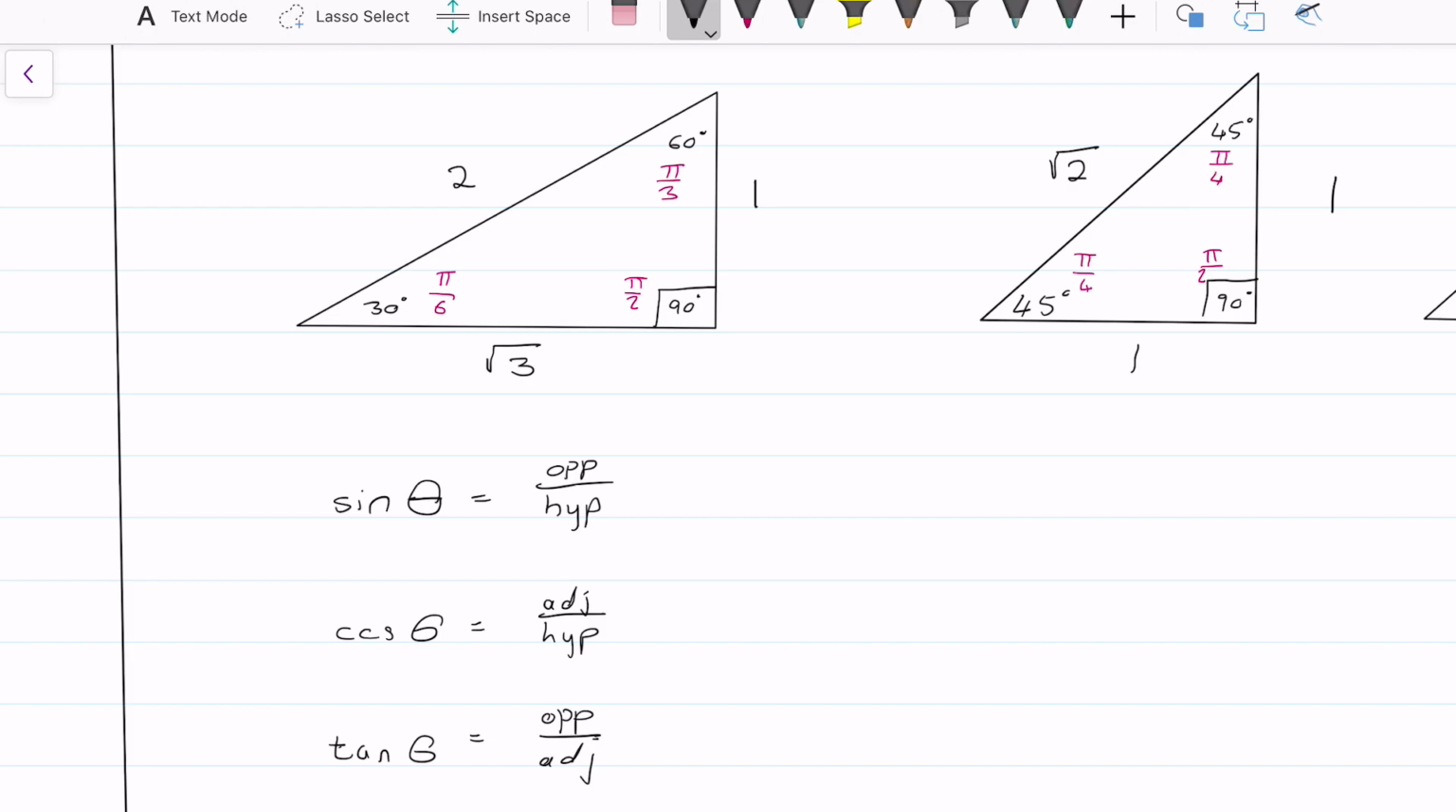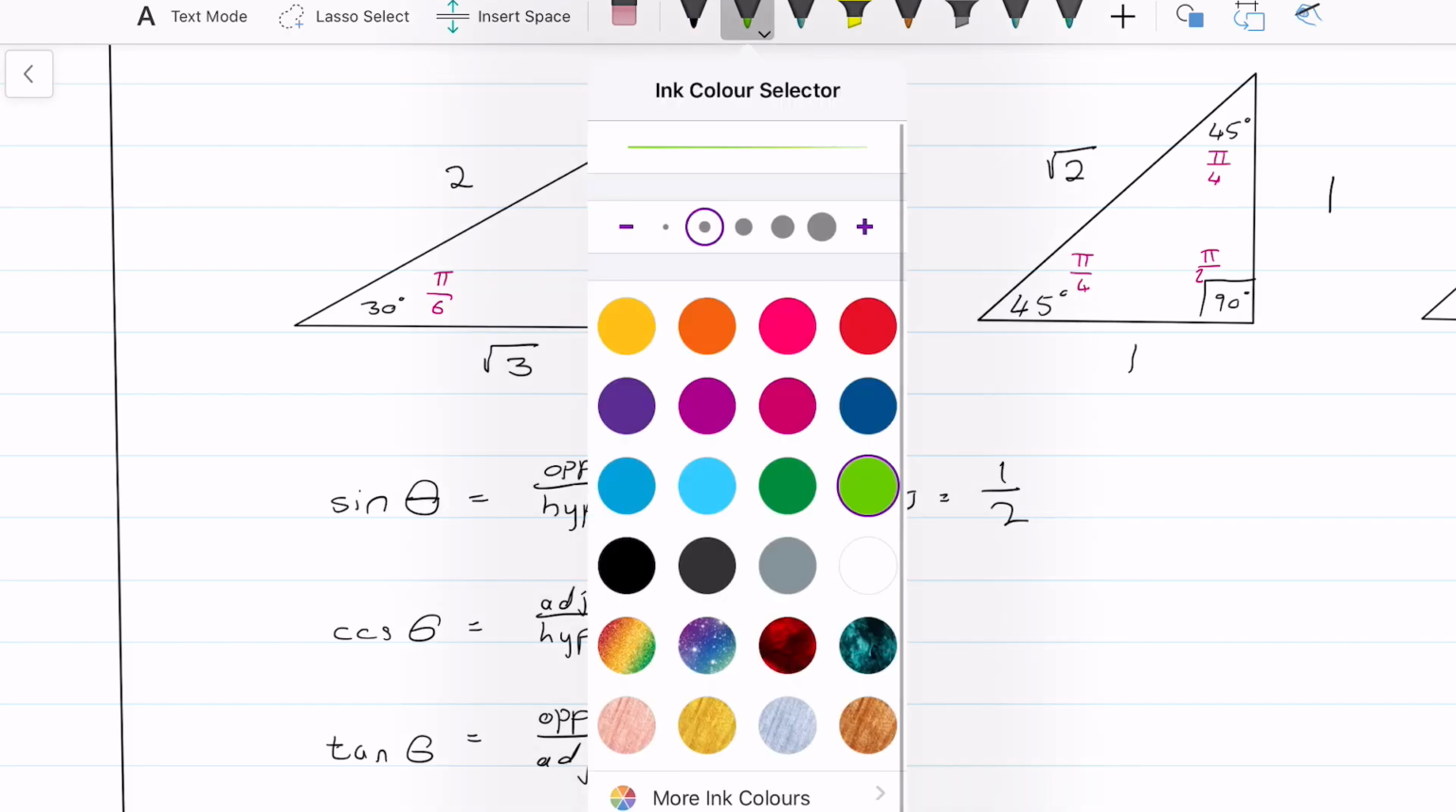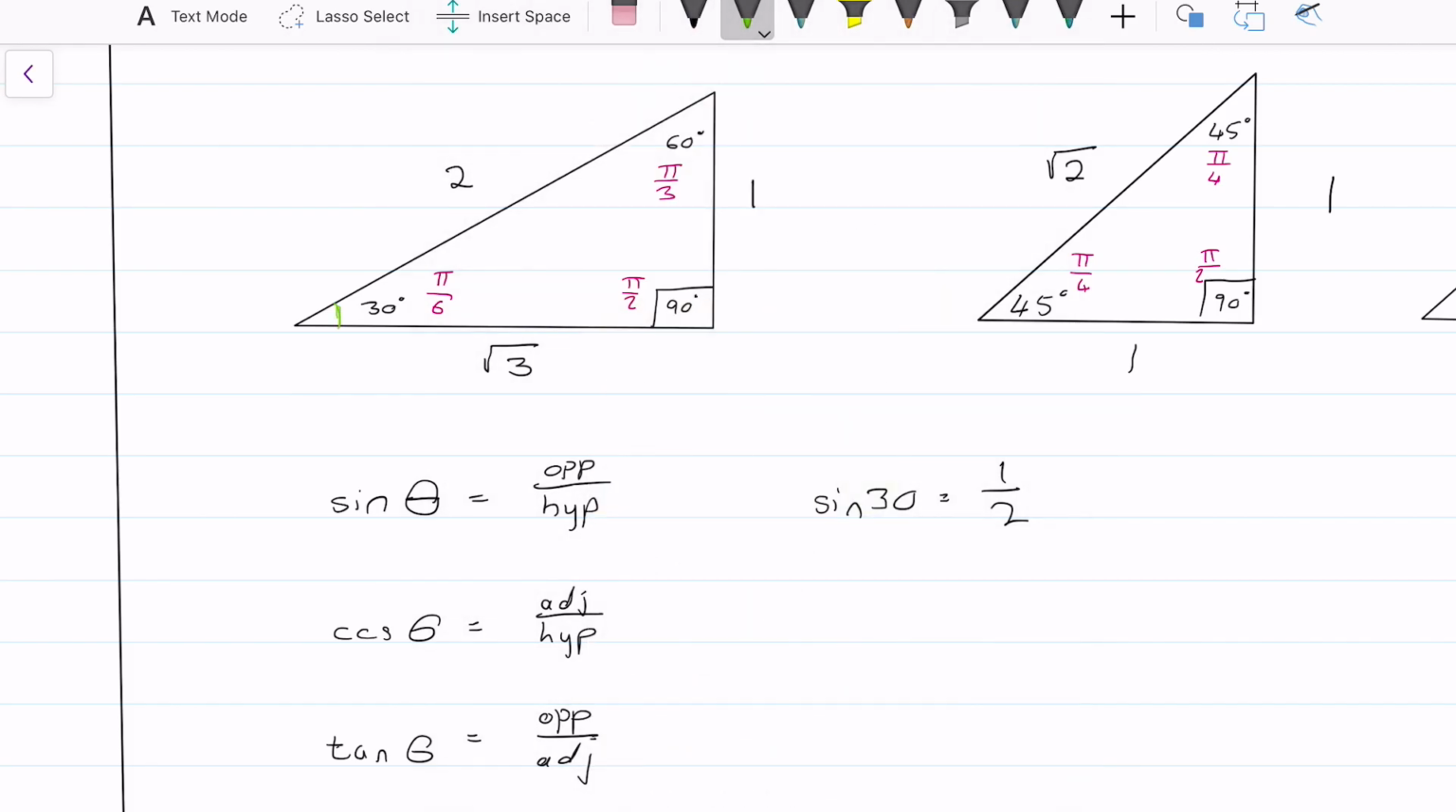Let's put in sine 30. Sine of 30, if you put that into your calculator, is 1 over 2. So let's see if that works for our triangle. We have 30 degrees, so our base point is this angle here, and sine is opposite, which is 1, over hypotenuse, which is 2. So it works.